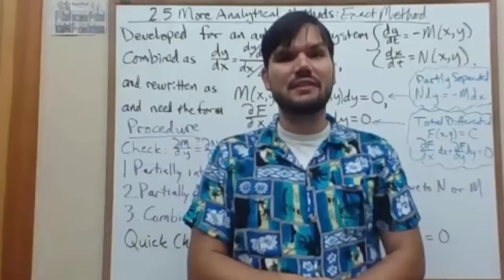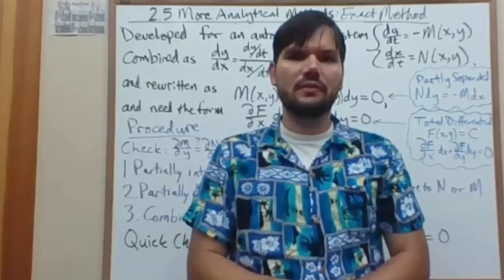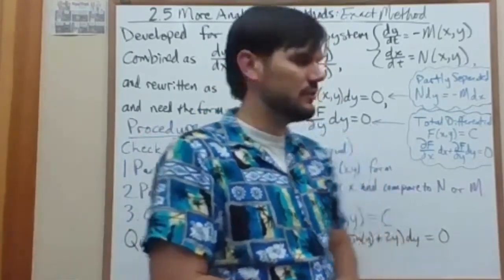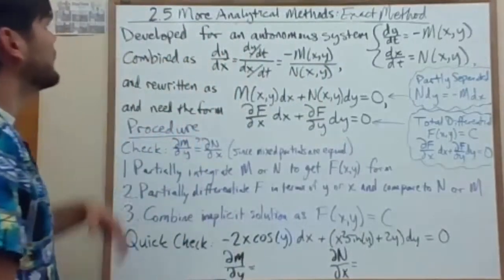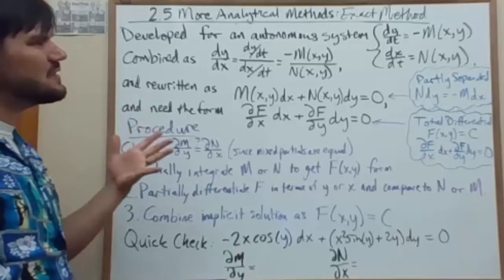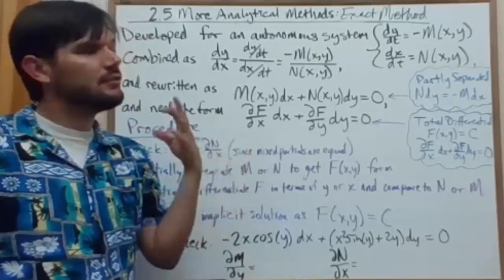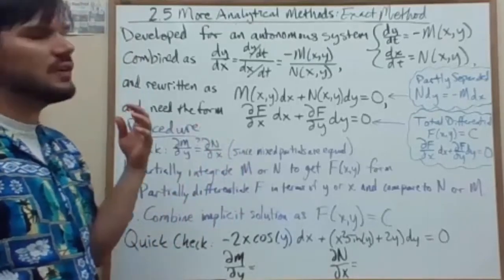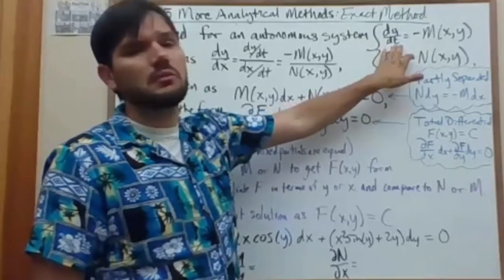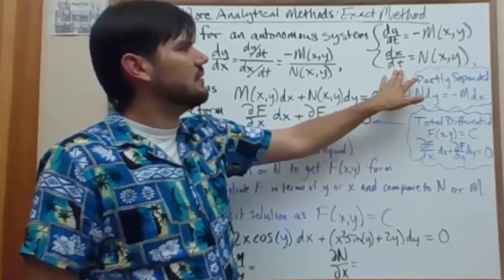Welcome back. Now we will continue working with the exact method from 2.5, following up on our introduction to partial derivatives. First, the exact method uses variables x and y where we've traditionally used x and t. And the reason is that it comes from describing the autonomous system dy/dt equals negative m of x and y, and dx/dt equals n of x and y.